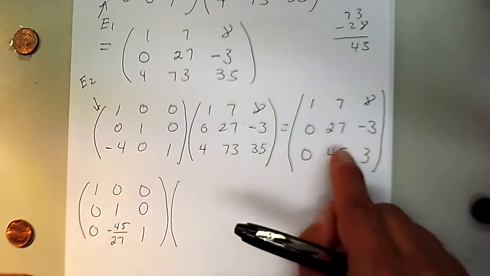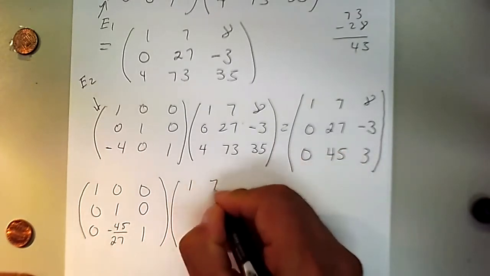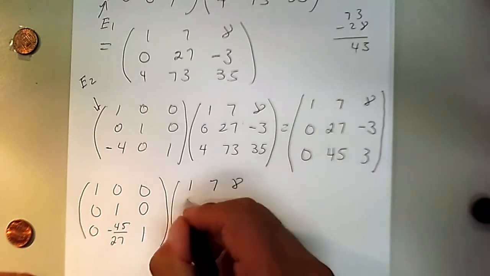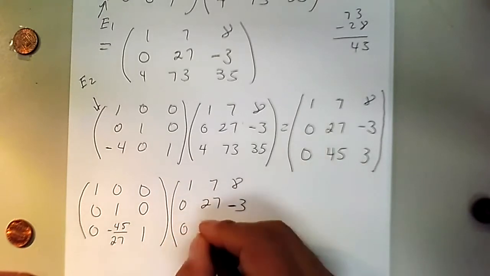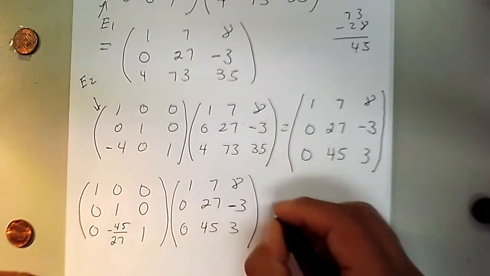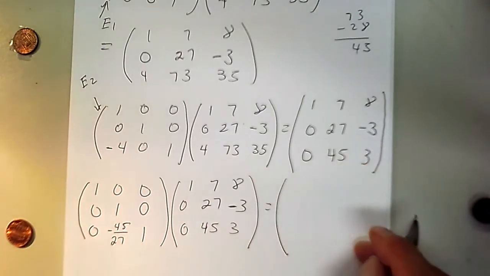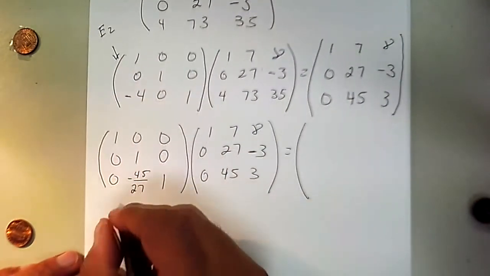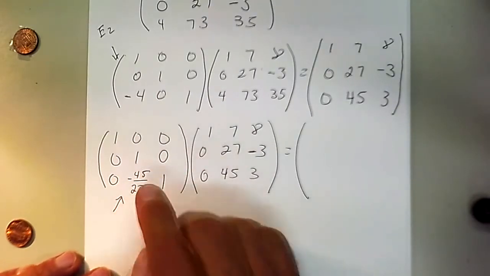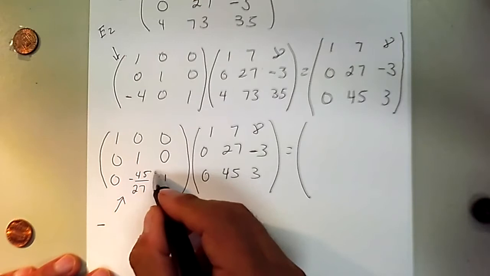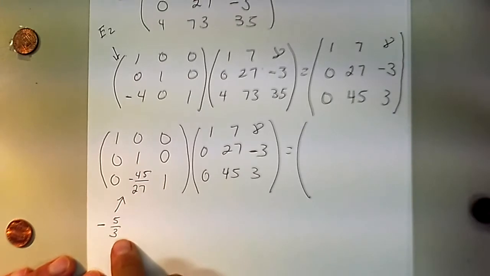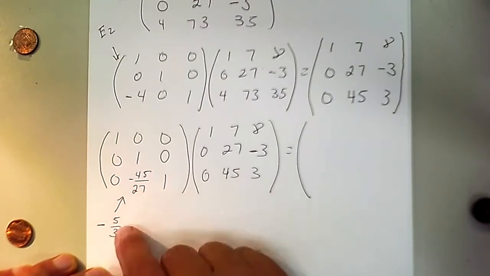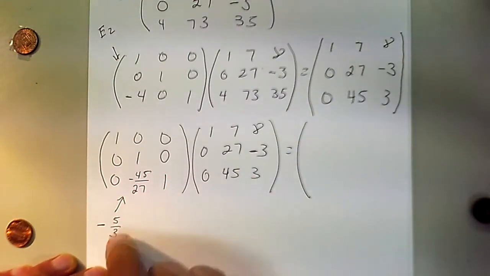So we are going to multiply with this other matrix, 1, 7, 8, 0, 27, -3, 0, 45, 3, and we should obtain an upper triangular matrix at that point. Now, before we do that, notice that this 45 over 27 can be simplified. We can factor out a 9, so we end up with 5 over 3. It's way easier to multiply by 5/3 instead of multiplying by 45 over 27. And there's no harm done with multiplying by 5 over 3 because they're the same number anyway.